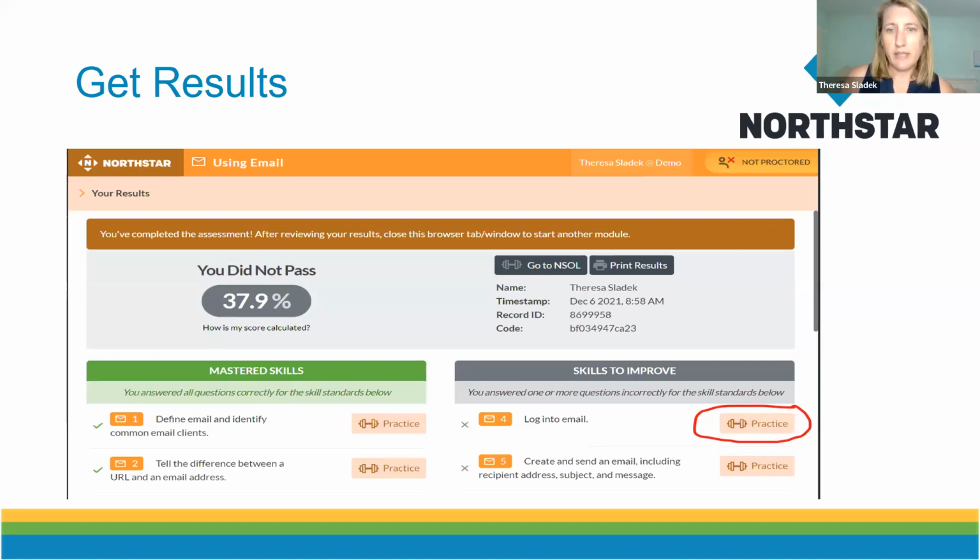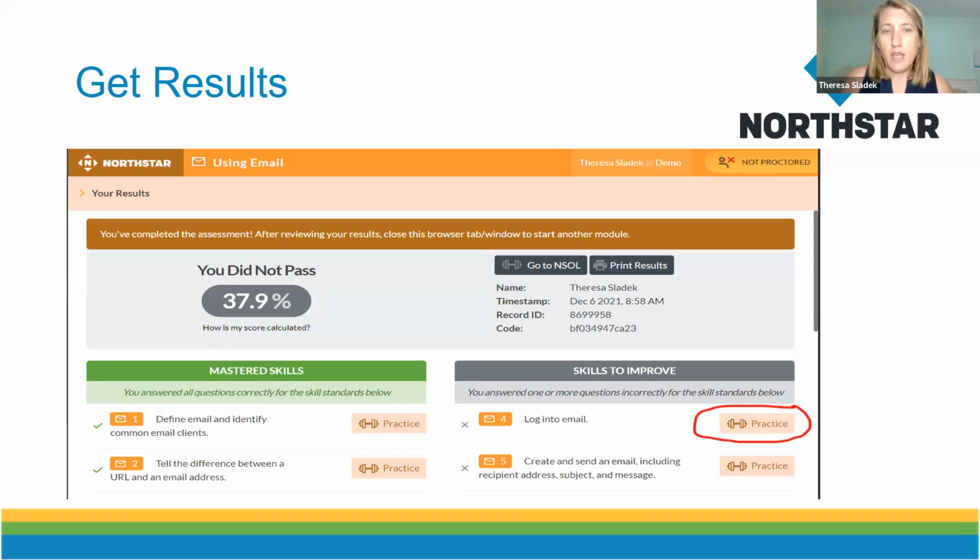So if that were the case, where it says, let's look under skills to improve, it says log into email standard 4. They could click on that little barbell to the right where it says practice, and then they would go right to that part in the self-directed online learning. So it really is individualized to each person's learning needs and, you know, time saving to what they need to focus on.